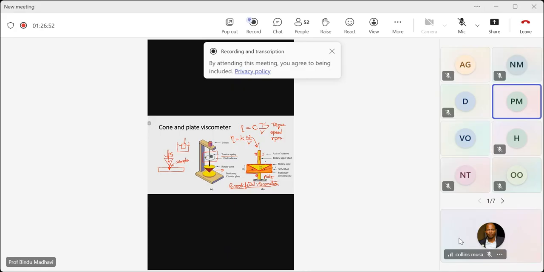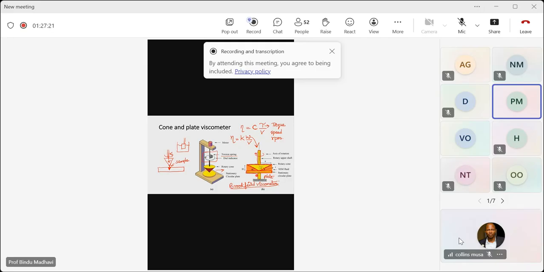So whatever the Brookfield viscometer that you have seen is going to have the mechanism of cone and plate. It is going to use this mechanism. You'll have different shapes of the rotating element. Some elements are plate-like, some elements are cone-like, some elements are blunt, but the principle is same. It is attached to the stationary element. The sample is placed between the rotating element and the stationary element.